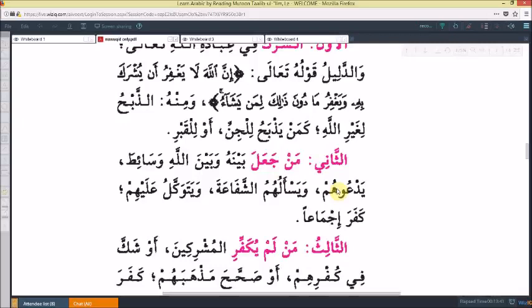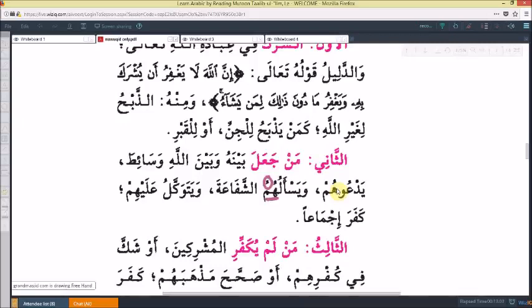So wasita, wasa'it. A place between him and Allah, wasa'it. Intercessors, people who put something between them and Allah. Yad'uhum, from da'wah. Da'a, yad'u. Yad'uhum, they call on them. They make da'wah to them. They supplicate to them. Wa yas'aluhum, and they ask them, from sa'ala yas'alu.